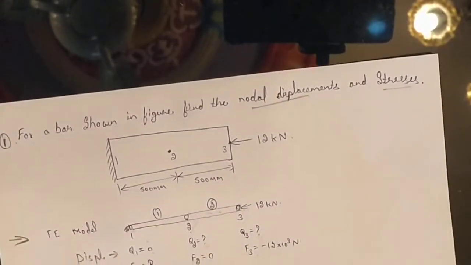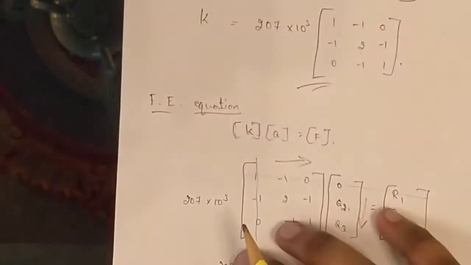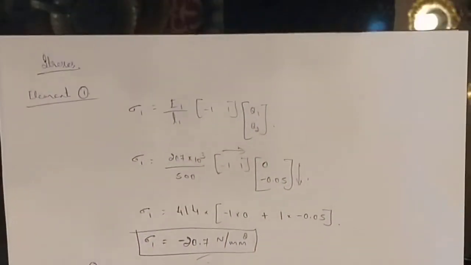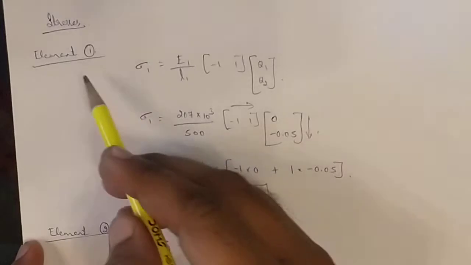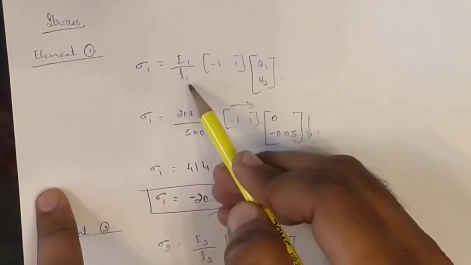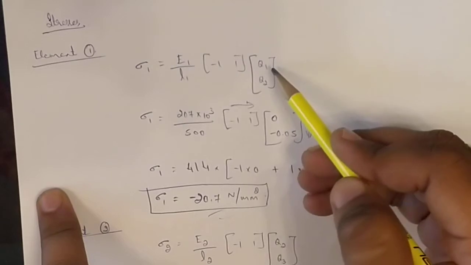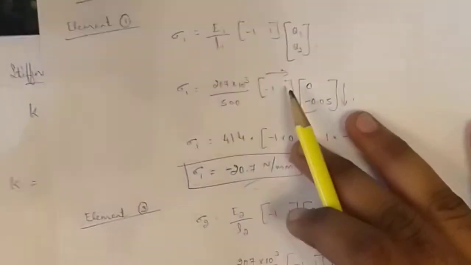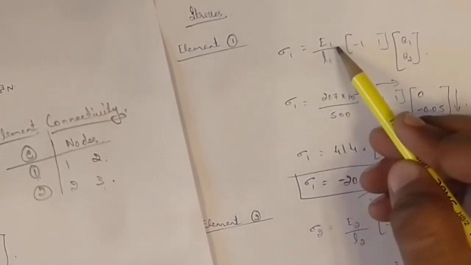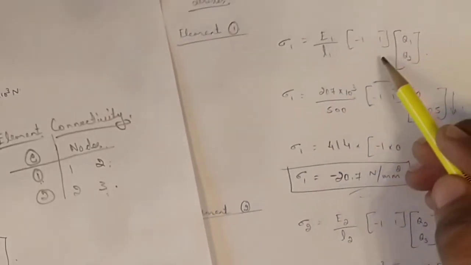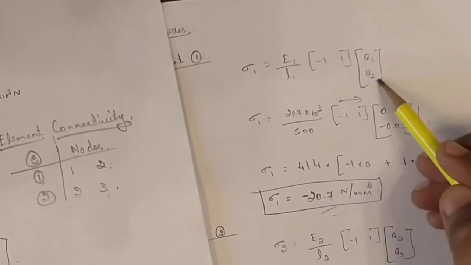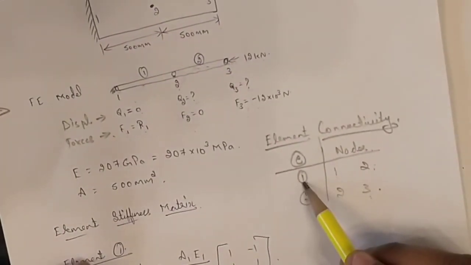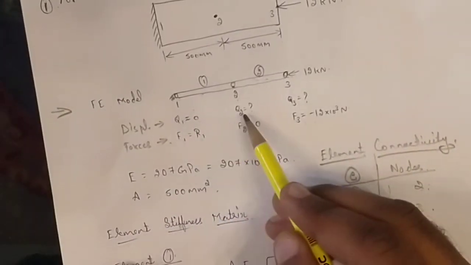Next is the stresses. So how to find the stresses? In order to find the stresses, we have the formula: sigma is equal to E by L, minus 1 1, times Q1 and Q2. Q1 and Q2 because we are doing it for element 1. From the element connectivity table, sigma 1 is equal to E1 by L1, minus 1 1, Q1 Q2. Why Q1 Q2? Because the connectivity of element 1 is between nodes 1 and 2. That is Q1 and Q2.